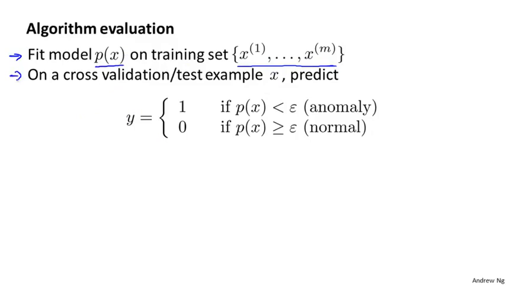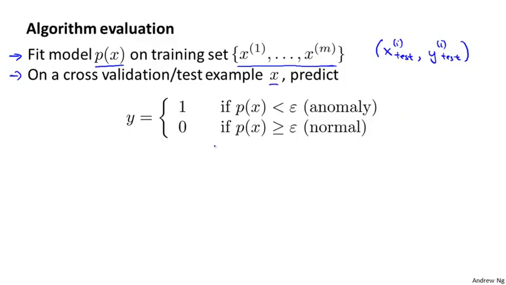Next, on the cross-validation or test set, we're going to think of the anomaly detection algorithm as trying to predict the value of y. So in each of my test examples, we have these x_test^(i), y_test^(i), where y is going to be equal to 1 or 0, depending on whether this was an anomalous example.